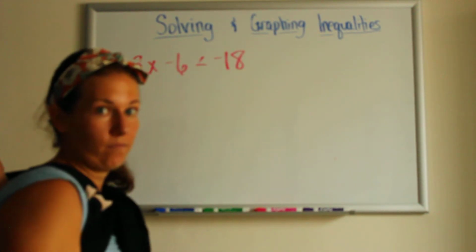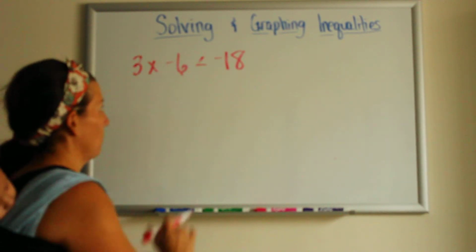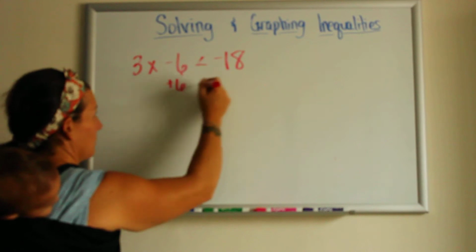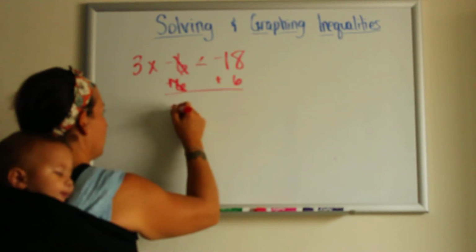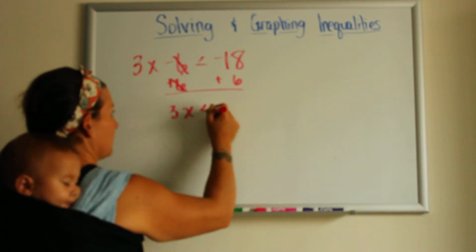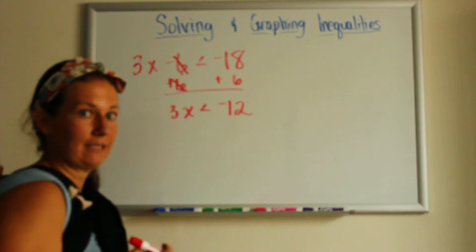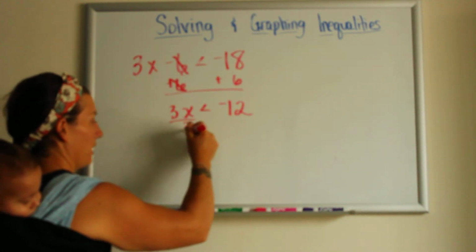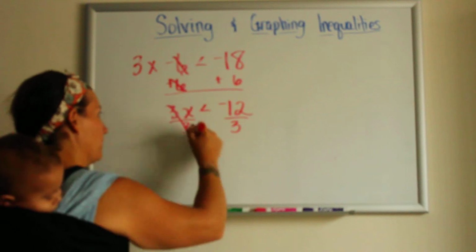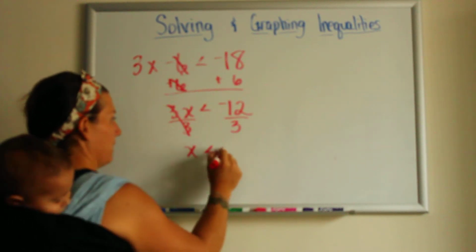Alright, so what I want to do is save my variable for last and get rid of the minus 6. So I'm going to add 6 to both sides. Here the 6's will cancel. I'm left with 3x is less than negative 12. To isolate my variable, I want to do the opposite of 3 times x, so I'm going to divide by 3. The 3's will cancel. Now I have x is less than negative 4.